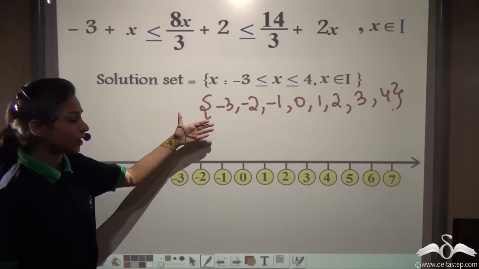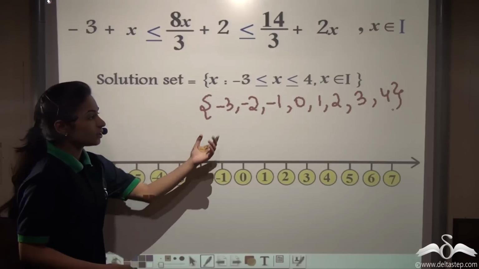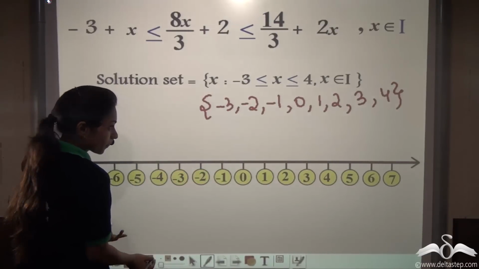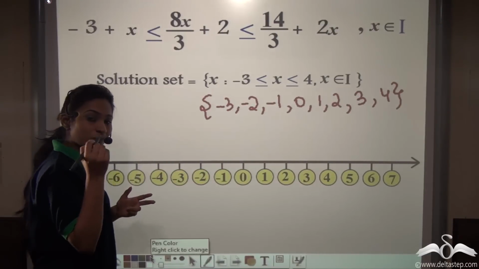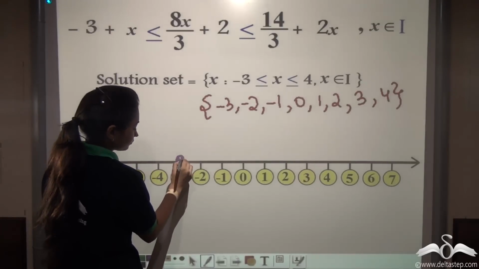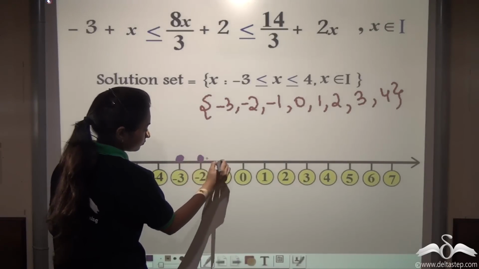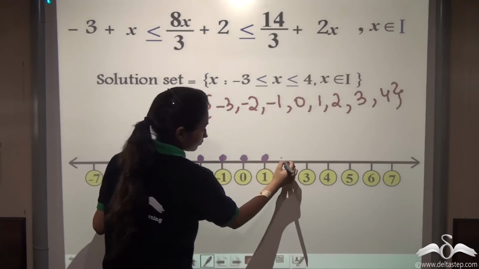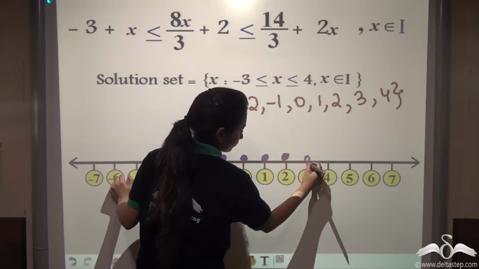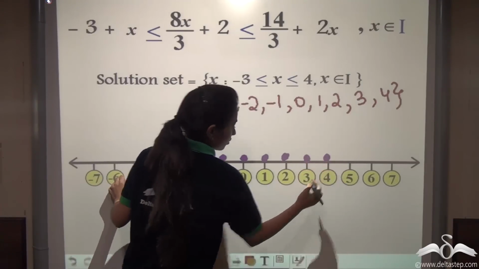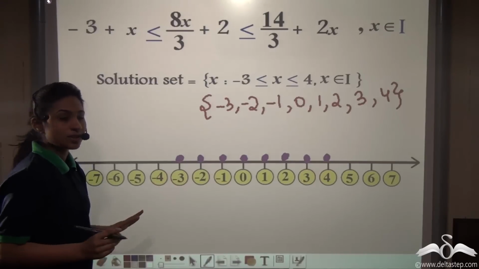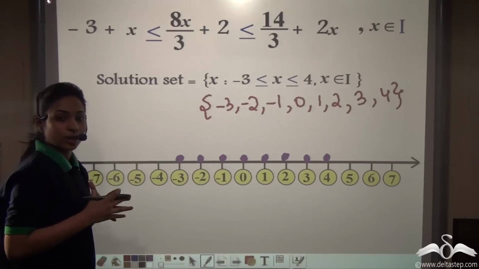Simply now you have to plot it on the number line. Just look at the solution and plot it on the number line. That's easy. Here x belongs to integers, so we will put dots. So we are done with plotting this on the number line. So this is how we solve combinations of inequations.